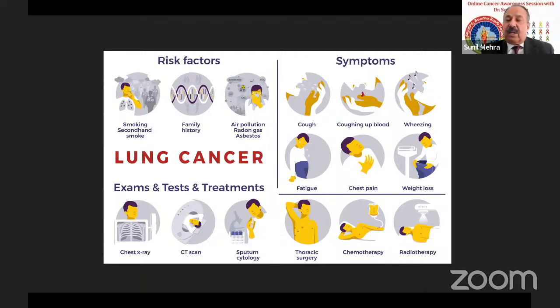You can do tests like go to Dr. Bade or any of your PCPs and get an X-ray done or CAT scan done. Then he will order a sputum test, or then you get referred for the last 3 parts.